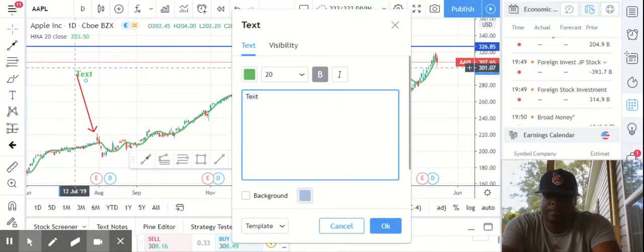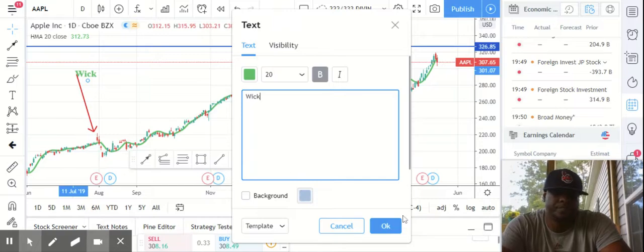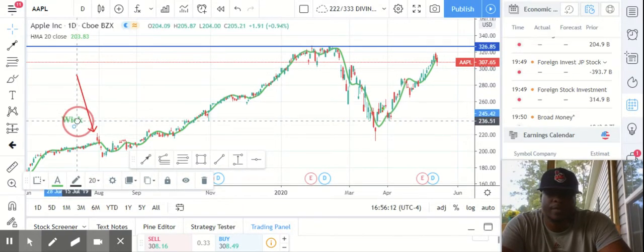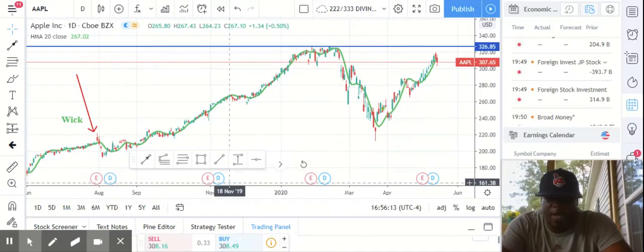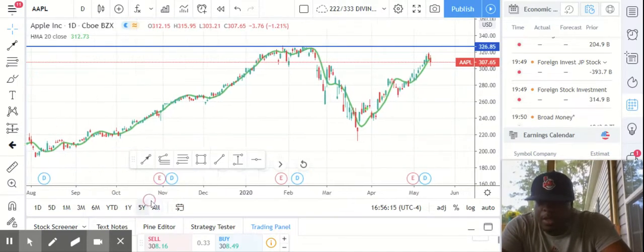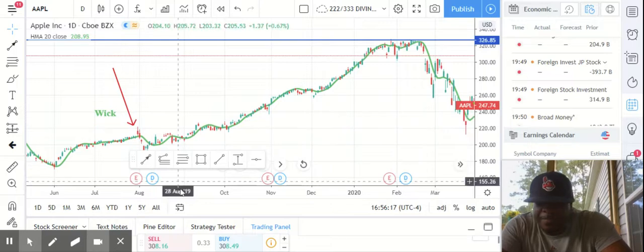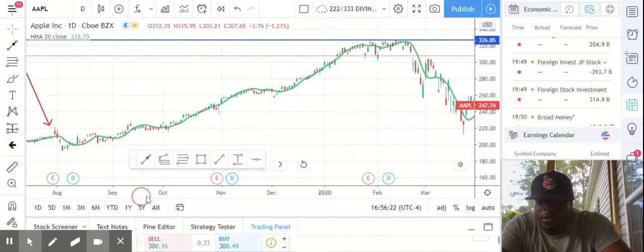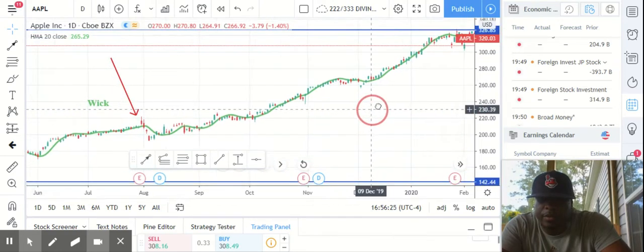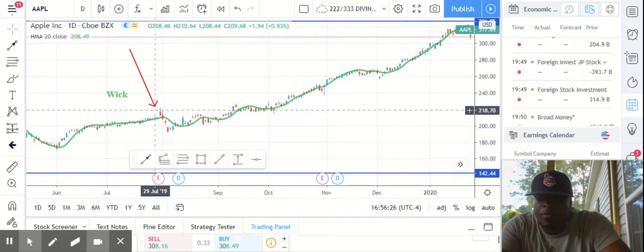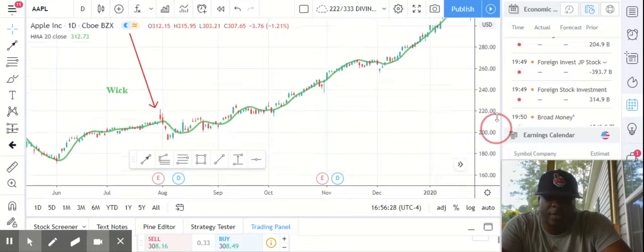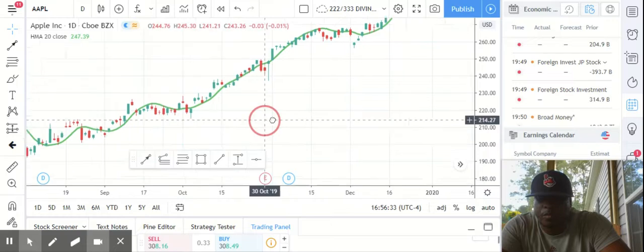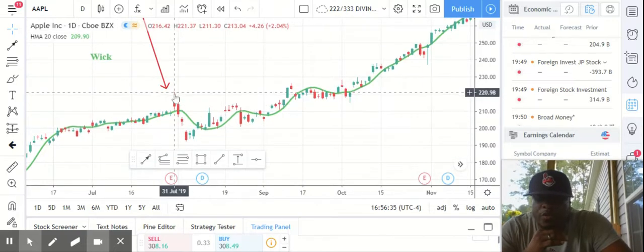I just put it on the top. Wick. All right, boom. We'll put it right here. You see that's a wick. Let's make it a little bit bigger so you can see it even more. All right, here we go. You see that wick? Stretch it out a little bit more too. There we go. There it is. You see this wick?